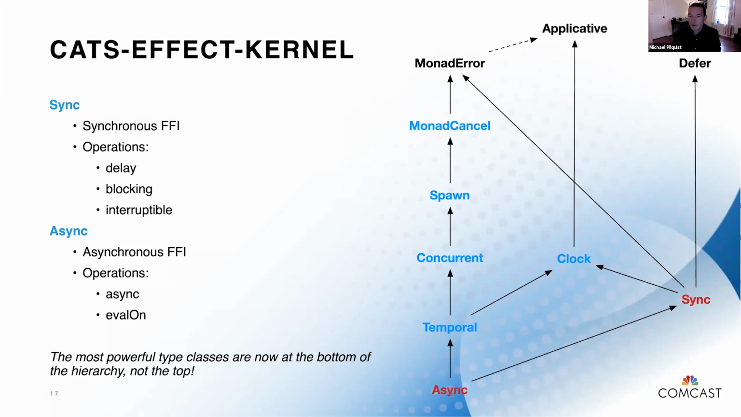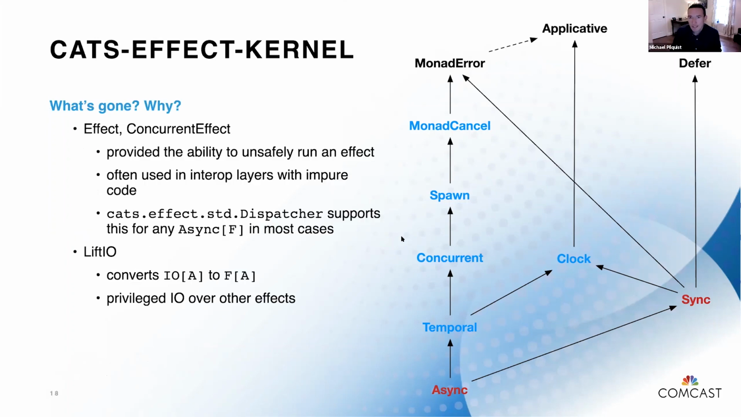So if you wanted to spawn a fiber with Cats Effect 2, you would have needed in CE2 the Concurrent type class. But the Concurrent type class extended from Async. So if you needed to spawn a fiber, you could write to the file system. You could write to the network. You could do anything in the world as a result of every type class in the hierarchy inheriting from Sync and/or Async. Okay. Again, just like earlier, one of the interesting things here is what's not visible.